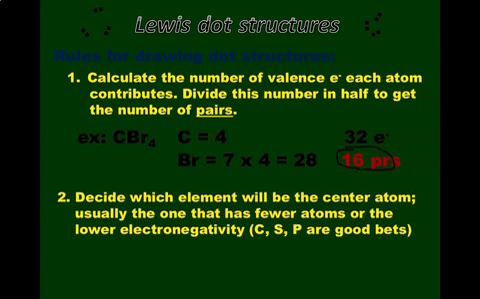The next step is to decide which element will be the center atom. It's usually the one that has fewer atoms or the lower electronegativity. In our example, we have 1 carbon and 4 bromine. These like to be symmetrical, so it makes the most sense to put the carbon in the center. Typically carbon, sulfur, or phosphorus are good bets for the center atom. It's not going to be every time, but chances are those might be the center. For example, CH4 has C in the middle, SO2 would put S in the middle, and PCl5 would put P in the middle. There's one of those and several of the other element involved, so they go in the center to make it as symmetrical as possible.